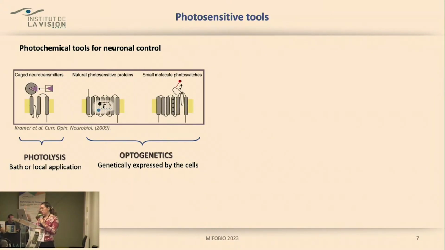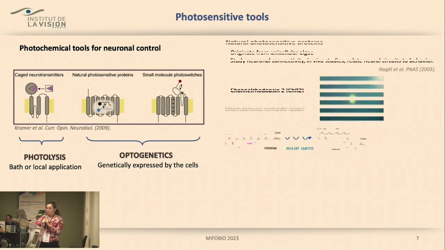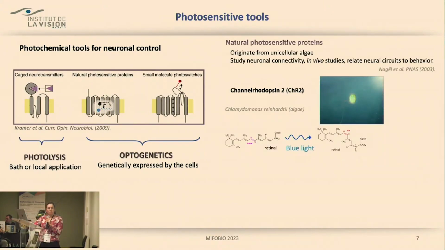Well, in our case, we mostly use mice. You can express both the activity sensor and the optogenetic actuator, and like that you can have full control. Here we will focus mostly on the natural photosensitive proteins, which are proteins that we can find in nature, basically in a specific type of algae.